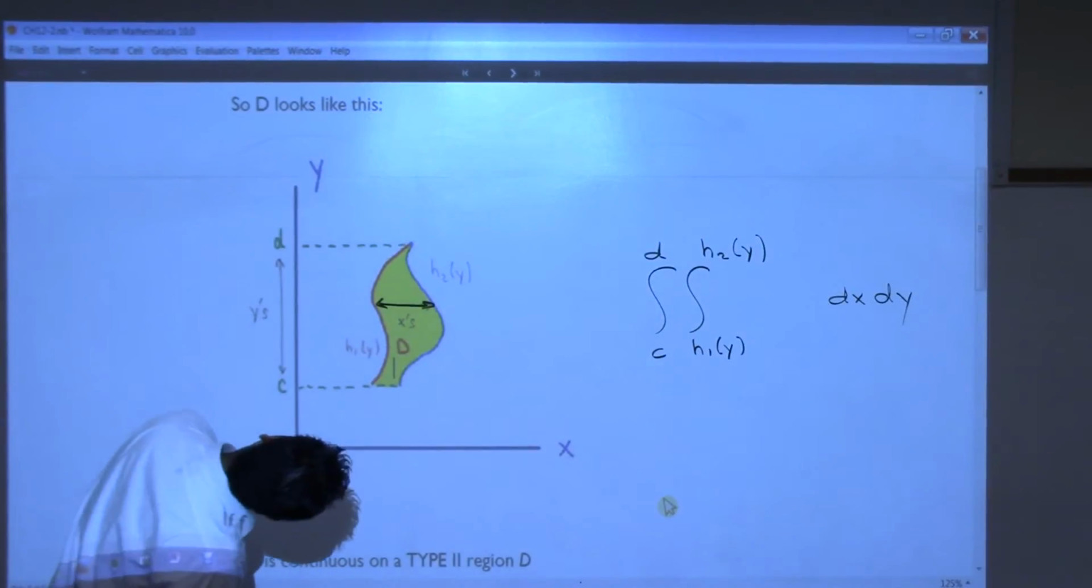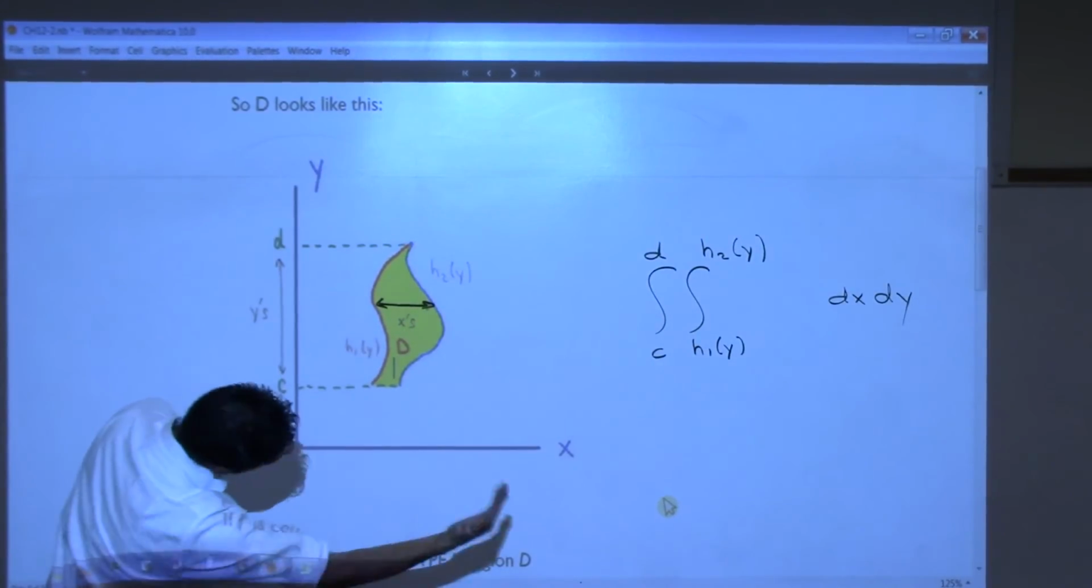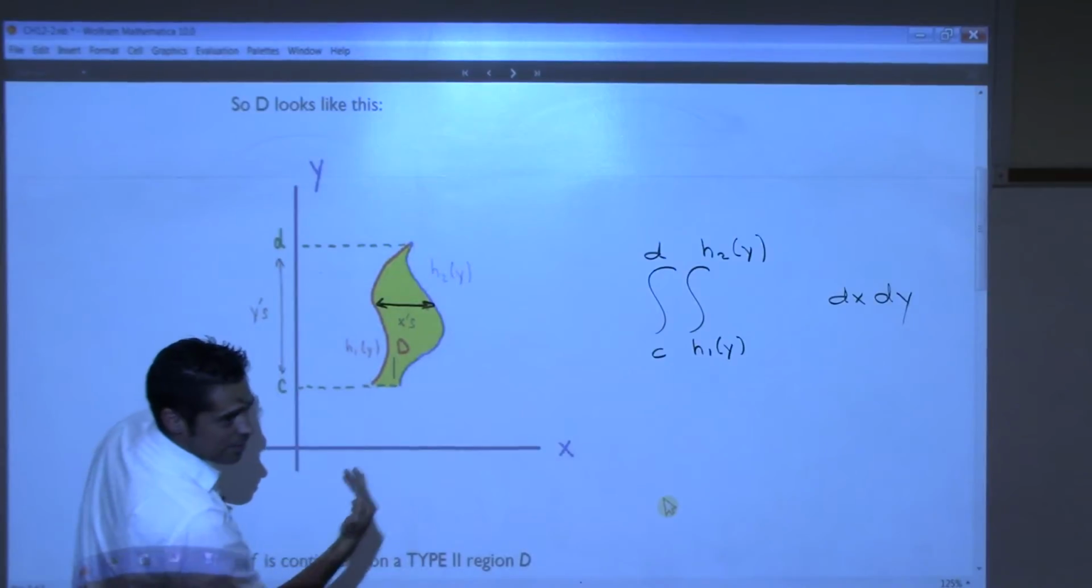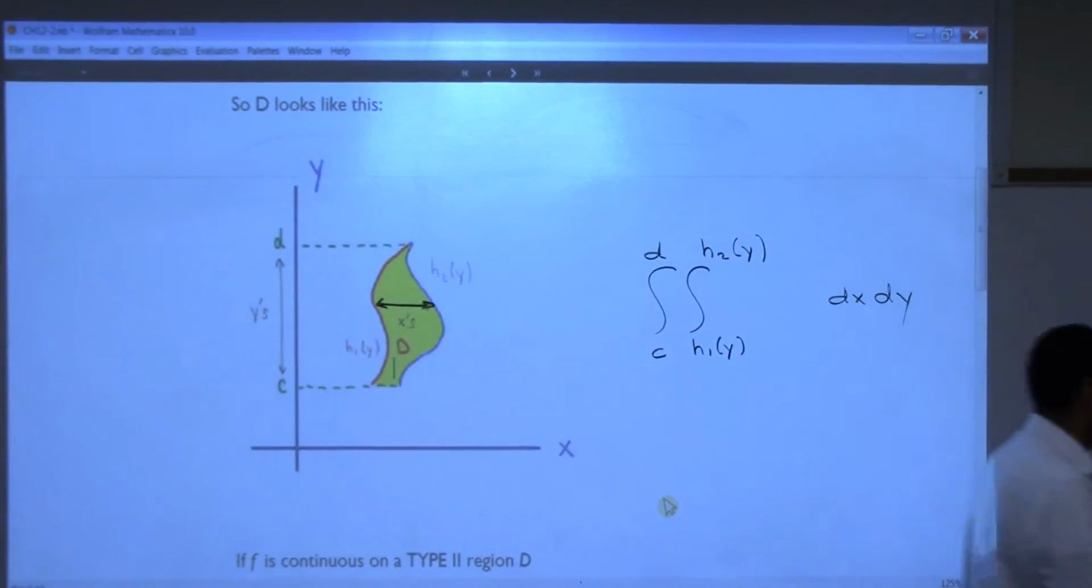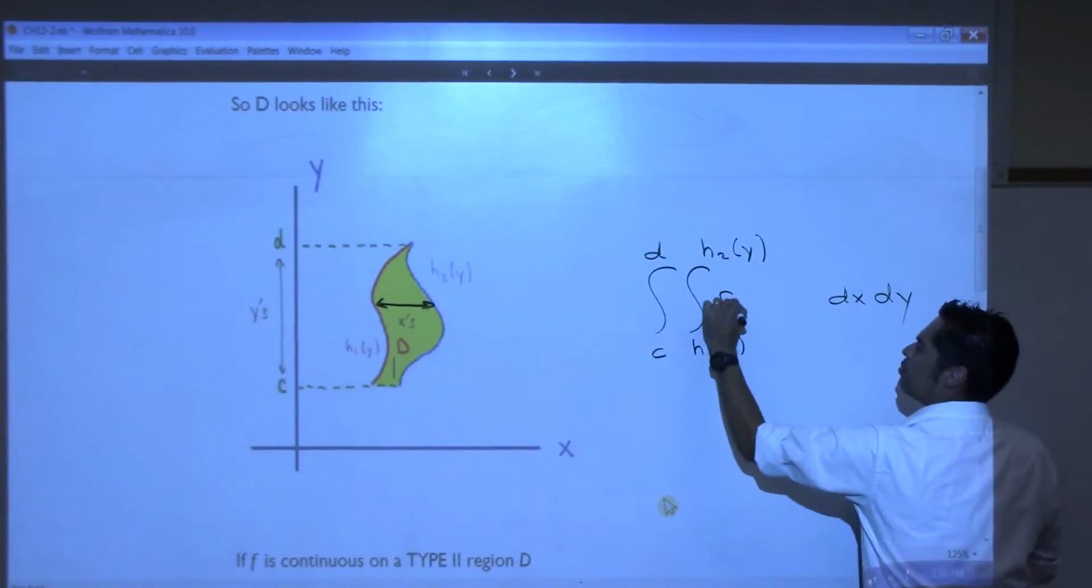Ways, it's the same thing as a type 1. Understand? All right, and then in here is the f of xy.